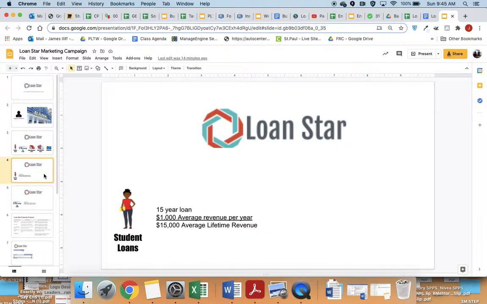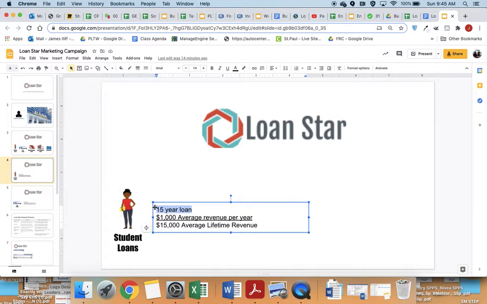Well, let's dig in a little bit deeper to a couple of these just so you can see how the revenue structure flows for Lone Star. Let's look at the student loan. So here's a student loan. Now, a student loan typically, on average, is 15 years. So this person here took out a student loan and she's going to pay it back over the course of 15 years. She's going to be paying back her student loans.